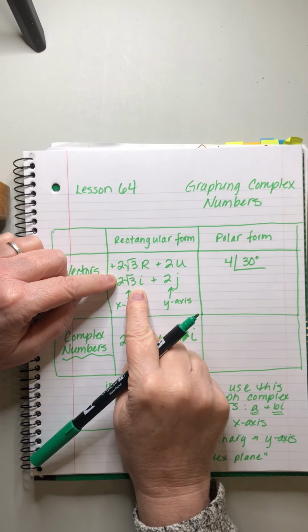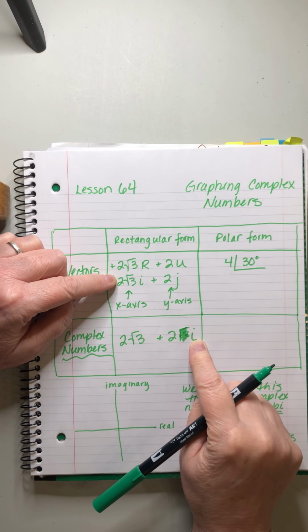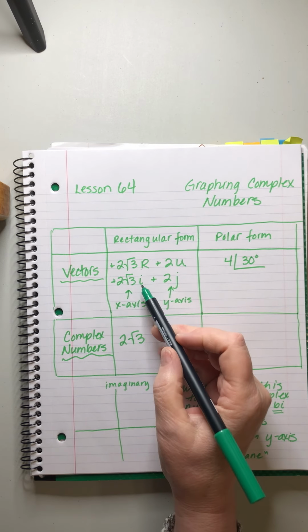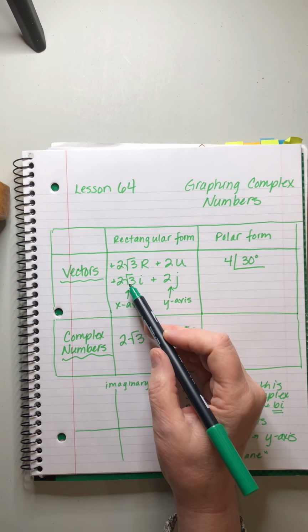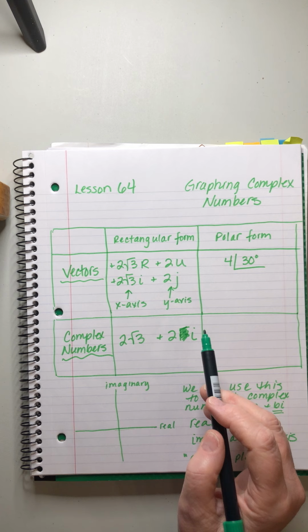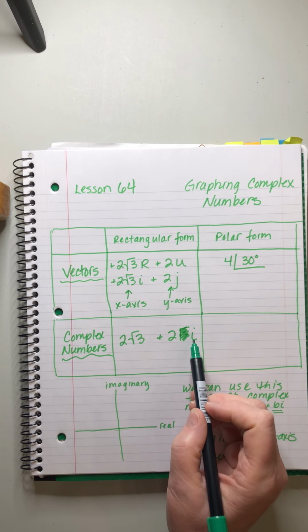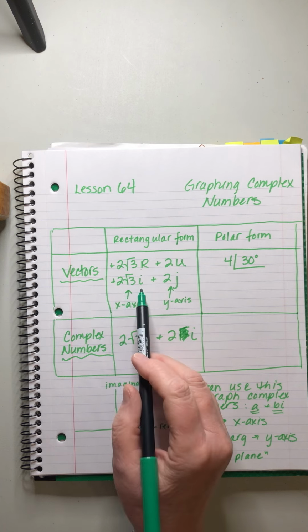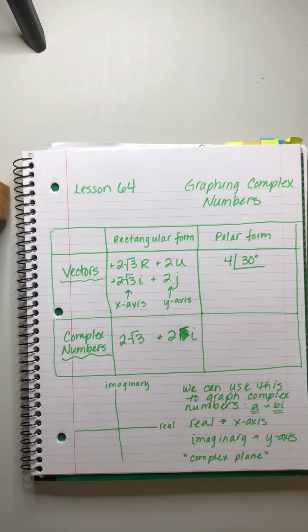Here, the I is on the first part. Here, the I is on the second part. Isn't that monstrous? It's super confusing. So we just have to know, as mathematicians, that if we see the I on the first component of the expression, then it's probably a vector, and we're using the I and J notation. But if we see the I on the second component, then we have to go, oh, this is actually a complex number that we're graphing rather than a real number vector. That's a little nutty, isn't it?